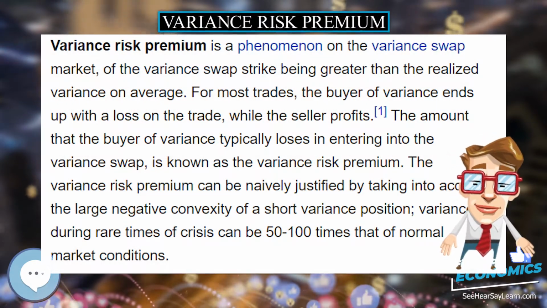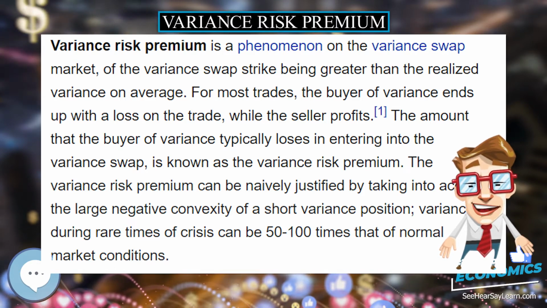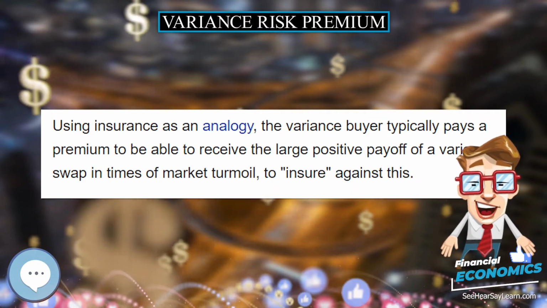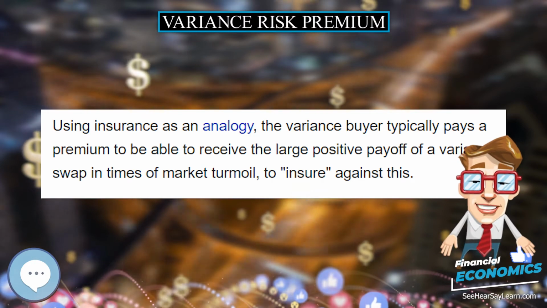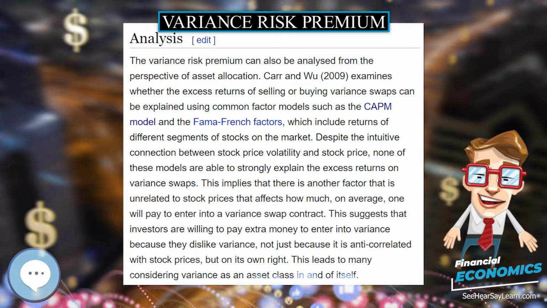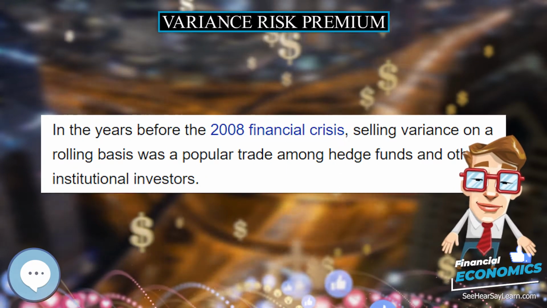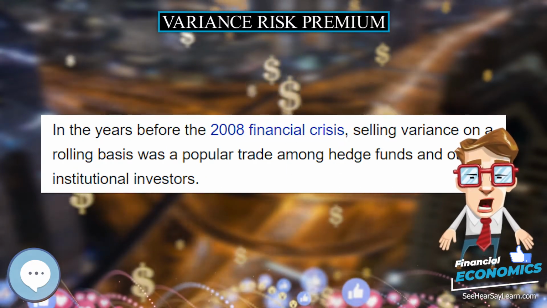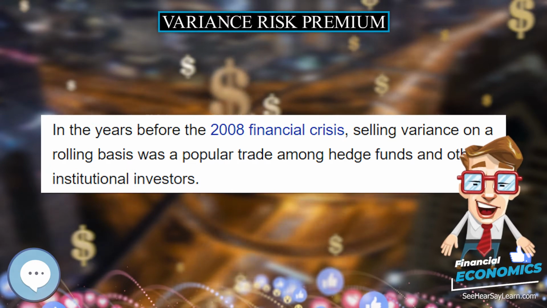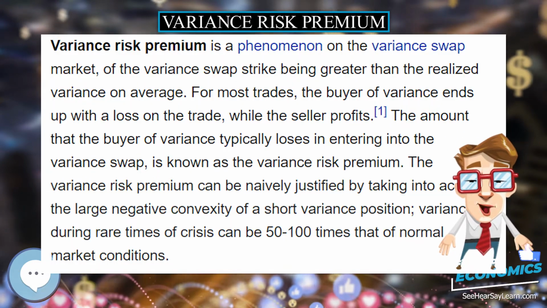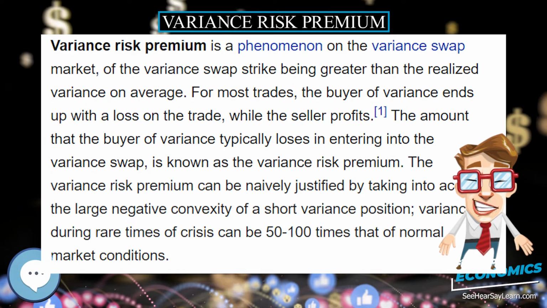Variance risk premium. Variance risk premium is a phenomenon on the variance swap market, of the variance swap strike being greater than the realized variance on average. For most trades, the buyer of variance ends up with a loss on the trade, while the seller profits. The amount that the buyer of variance typically loses in entering into the variance swap is known as the variance risk premium.